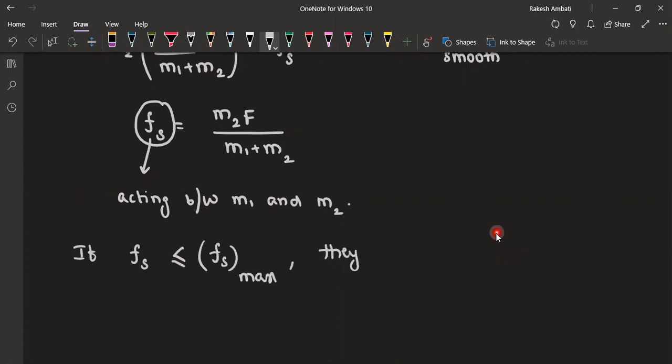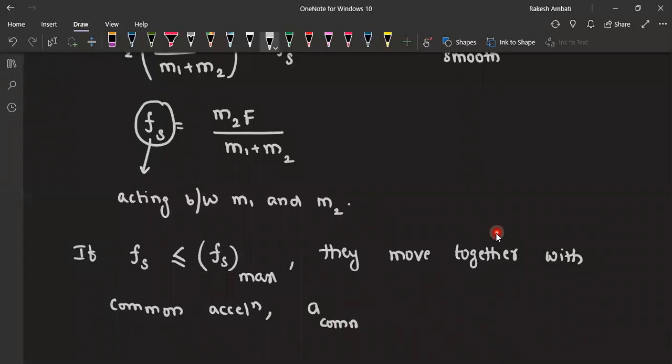If Fs is less than or equal to Fs maximum, they move together with a common acceleration. So how to find this common acceleration? Common acceleration equal to F upon M1 plus M2.